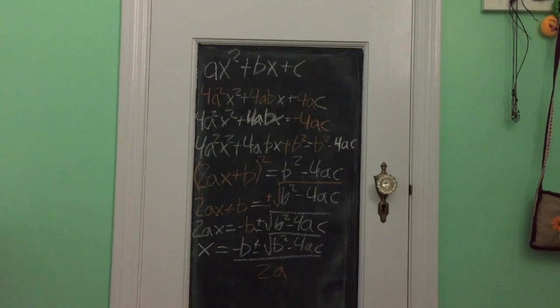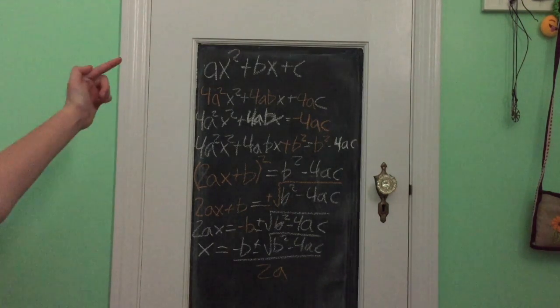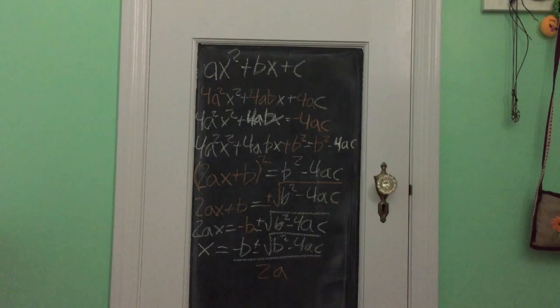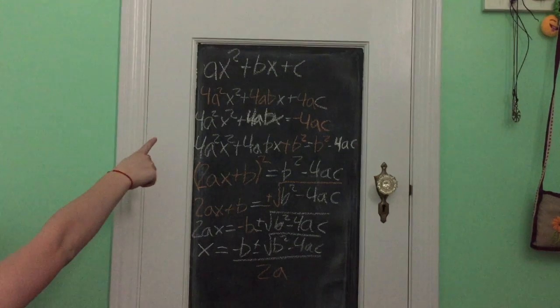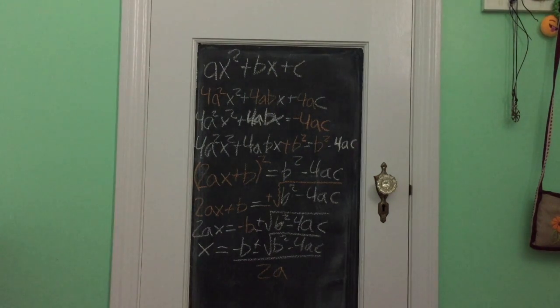To get the quadratic formula, start with the standard form equation ax squared plus bx plus c. Then you multiply everything by 4a, then subtract 4ac from both sides. Then add b squared to both sides. Then you can factor the left side because it is a perfect square trinomial. Then you can square root both sides. Then subtract b and finally divide by 2a to get the final quadratic formula.